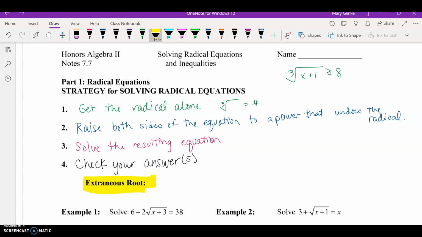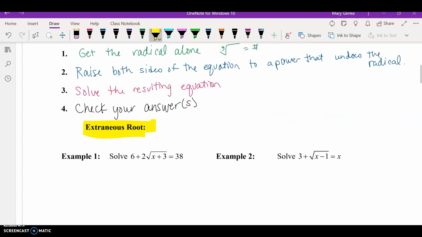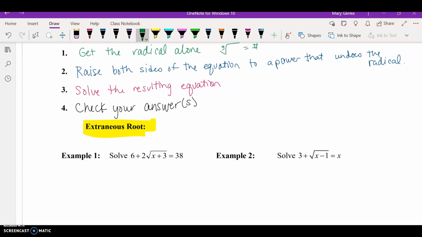So let's go ahead and take a look at a couple of examples here. So example 1 here, the first step is to get the radical alone. So we're going to go ahead and subtract 6. We're going to divide by 2. Once the radical is alone, then we're going to do step 2. So this is a square root. The inverse operation is to square both sides.